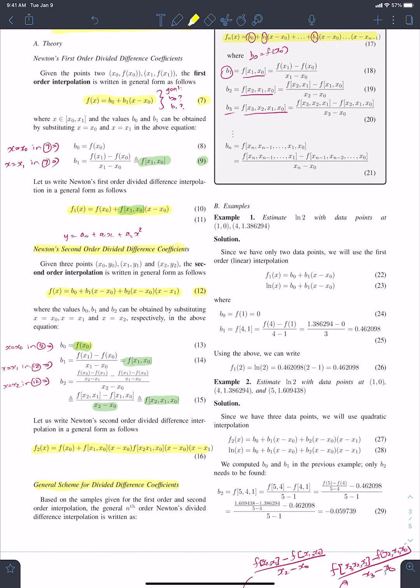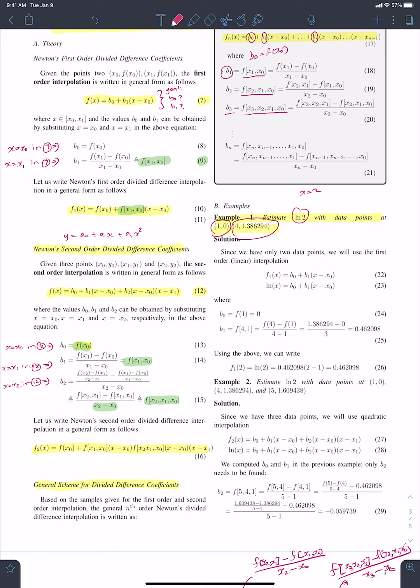Okay, so let's do an example for this. Here is example 1. Estimate ln 2 with the data points at 1, 0. ln 1 is 0, so that's the first data point. And then ln 4 is 1.386294, given. The goal is to find ln 2, where x is equal to 2. That's what we want to find.